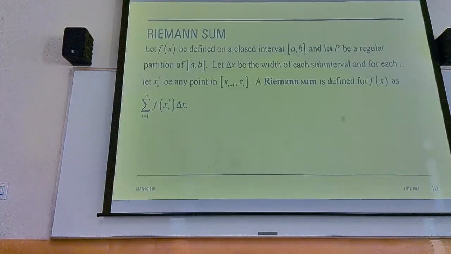Let f of x be defined on a closed interval [a, b]. Let P be a regular partition. Actually, it doesn't have to be regular, but for our purposes, I'm going to say it's regular. Let delta x be the width of each subinterval. Let x sub i star be any point in the subinterval x sub i minus 1 to x sub i. The Riemann sum is defined as the summation from i equals 1 to n of f of x sub i star times delta x.